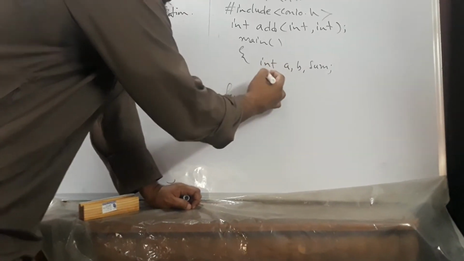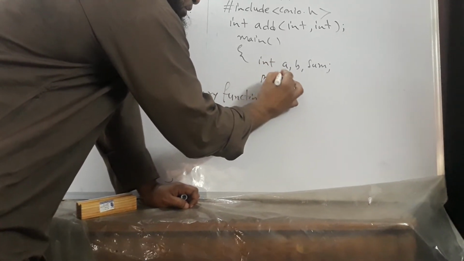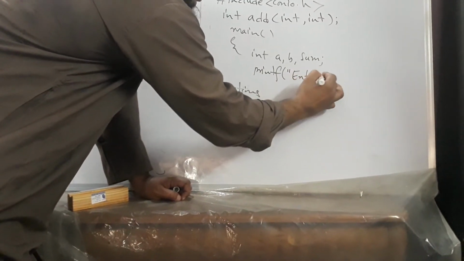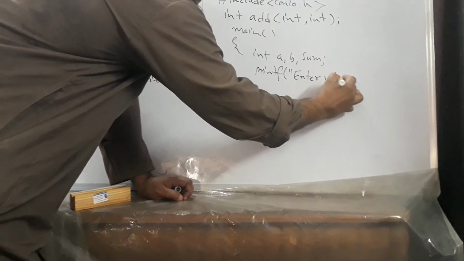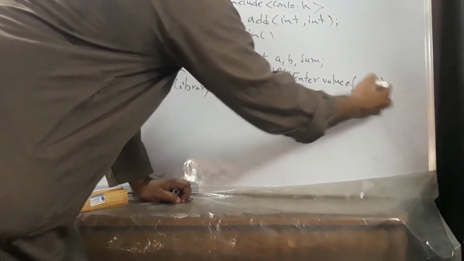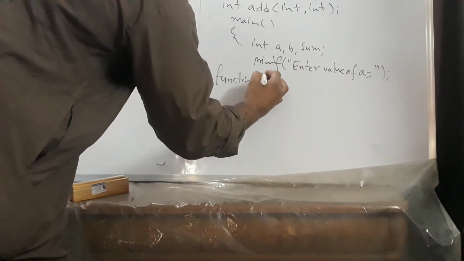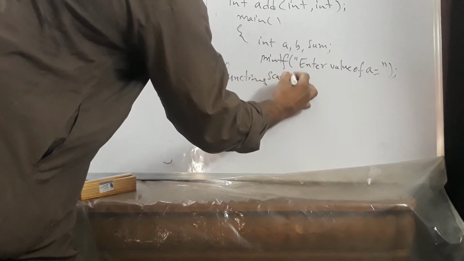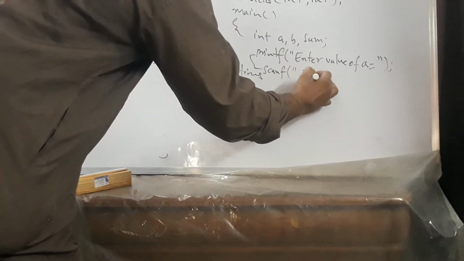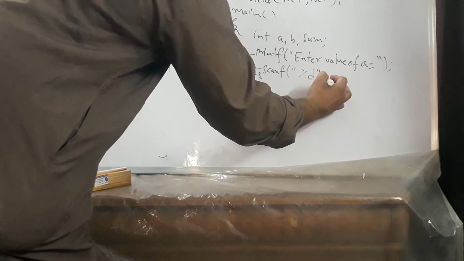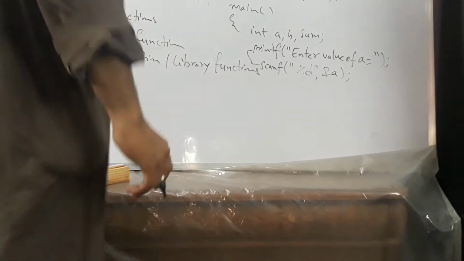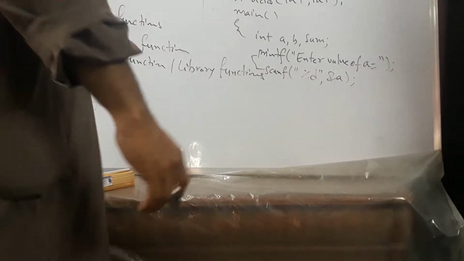And after that we'll take inputs from the user. printf, enter value of a, then scanf, we will write the input function. These are two built-in functions. Now we will write the format specifier, %d, ampersand a means address of a. So this value will be stored at the address of a.